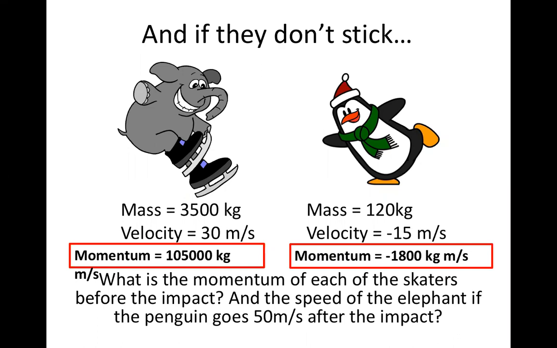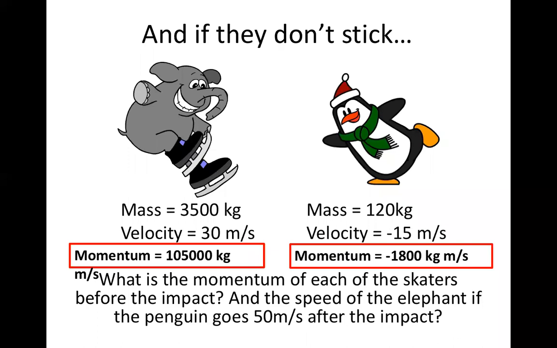Okay, so now let's look at it. Before collision, what is the momentum of the elephant? 105,000. Before the collision, what is the momentum of the penguin? -1800. So what is the total momentum before collision? 103200. Correct. So remember, before collision equals after collision. So 103200, which is before collision, equals 103200 after collision.